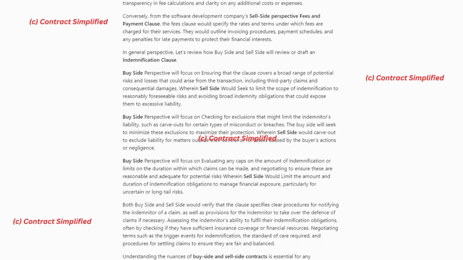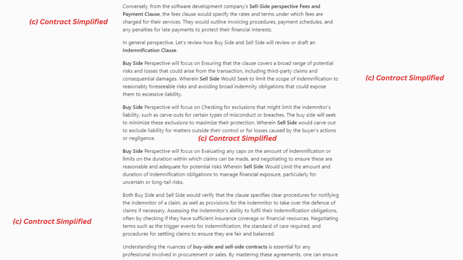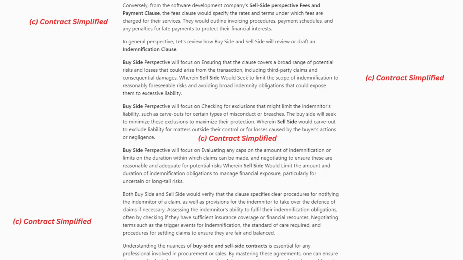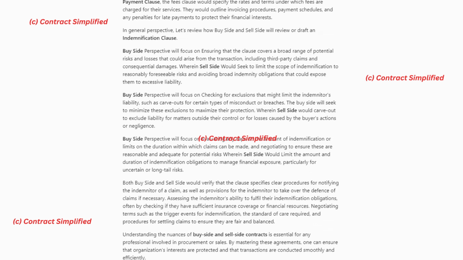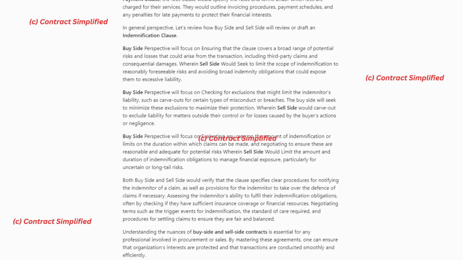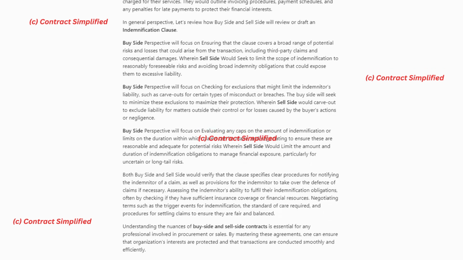From the financial institution's buy-side perspective of fees and payments clause, the fees clause would outline the payment structure for the software development services. It would specify the fees payable for different stages of project, such as initial development, testing, implementation, and ongoing maintenance. The buyer would negotiate to ensure transparency in fee calculation and clarity on any additional costs or expenses.